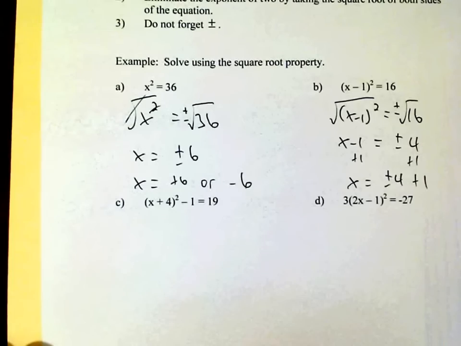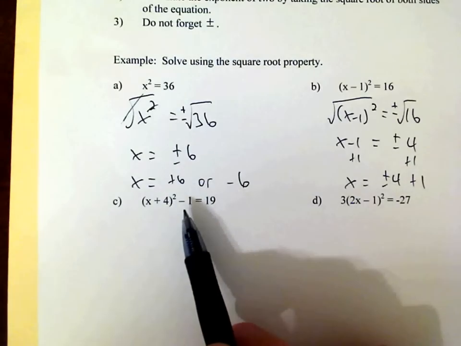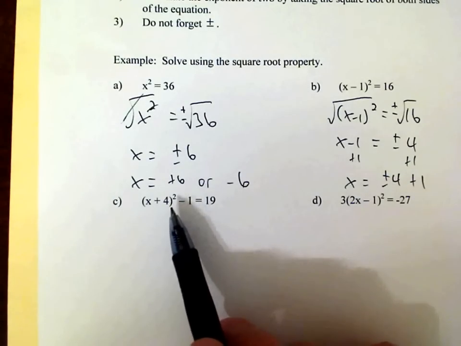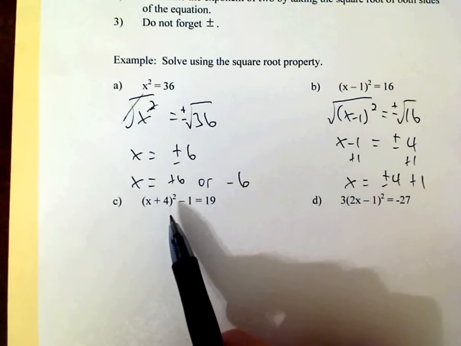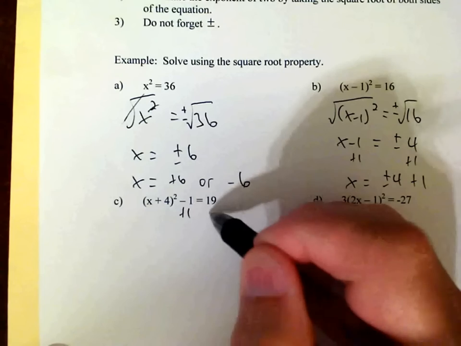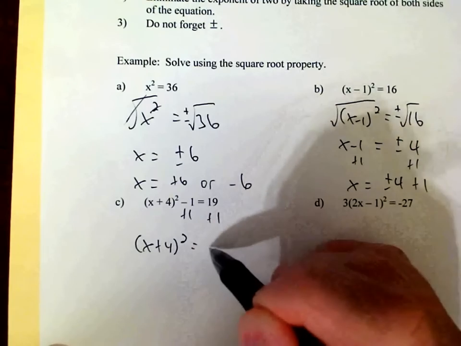Now look at question C. You'll notice that we have a minus 1 along with the square term, which means the square term isn't isolated. So we're going to isolate it first by eliminating the minus 1 by adding 1 to both sides. And we end up with x plus 4 squared equals 20.